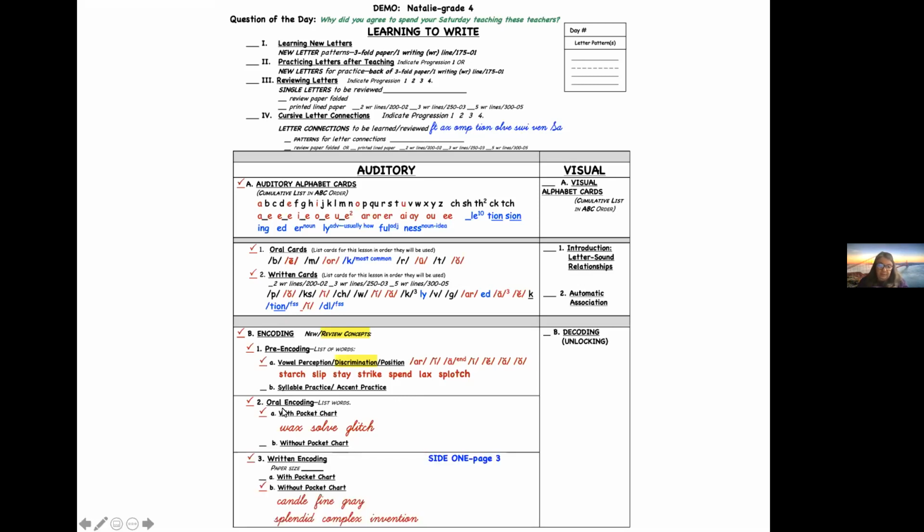So this was oral encoding, and I didn't do any without the pocket chart. I could have done it differently. That's just what I chose to do for that lesson. And this is referring to the side of the paper when they start. Let me go ahead and show you.